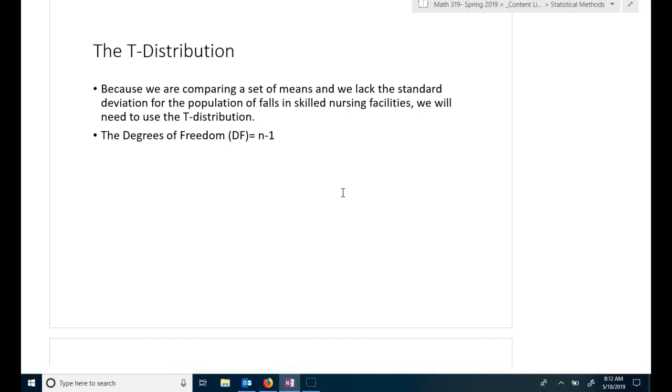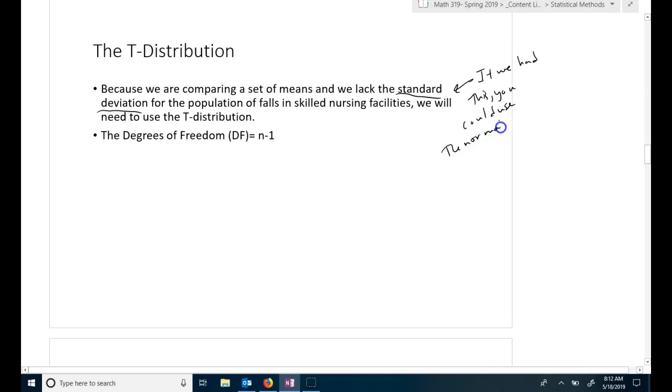And we use them when we lack the standard deviation for the population of falls, in this case, in the skilled nursing facility. If we had that standard deviation, you could use the z-distribution, or the normal. In reality, that never happens when we're doing a two-sample t. We never have that standard deviation, and so consequently, we're always using this t-test, the two-sample t. Okay? So, what do we need?